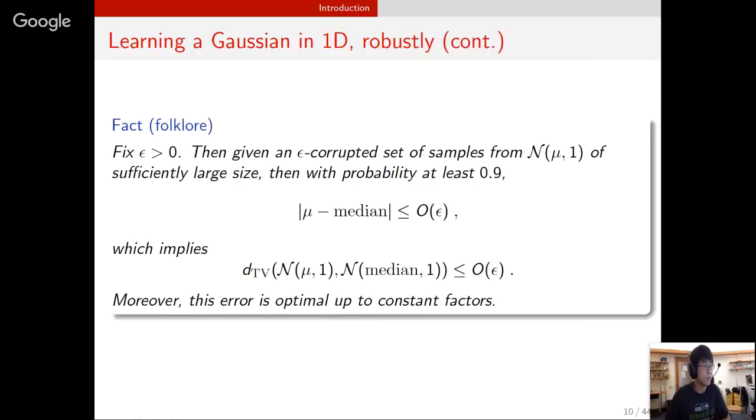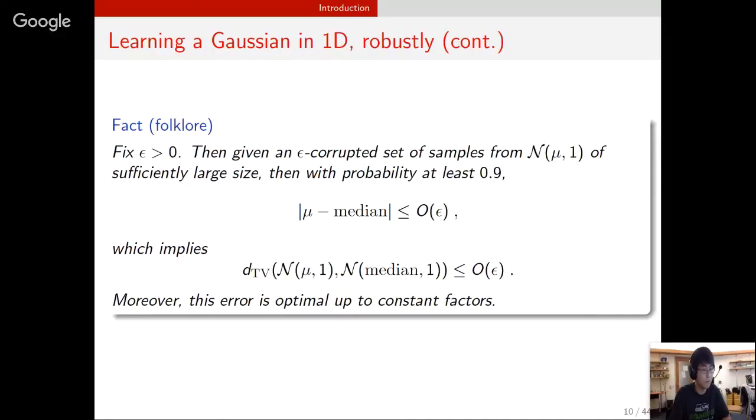So here's the following folklore fact, which is not too hard to prove. Given an epsilon corrupted set of samples from a Gaussian with mean mu and variance 1, and suppose this set of samples is sufficiently large, then with high probability, and this will just mean high probability throughout this talk, the distance between the true mean mu and the median of the corrupted points is still at most O of epsilon. And it turns out this implies that the TV distance between the true Gaussian and the Gaussian that you recover is also O of epsilon. And this error is optimal up to constant factors. You can't beat this error.